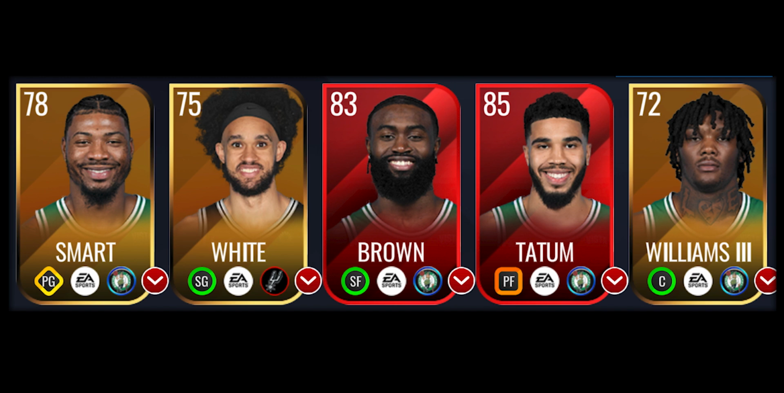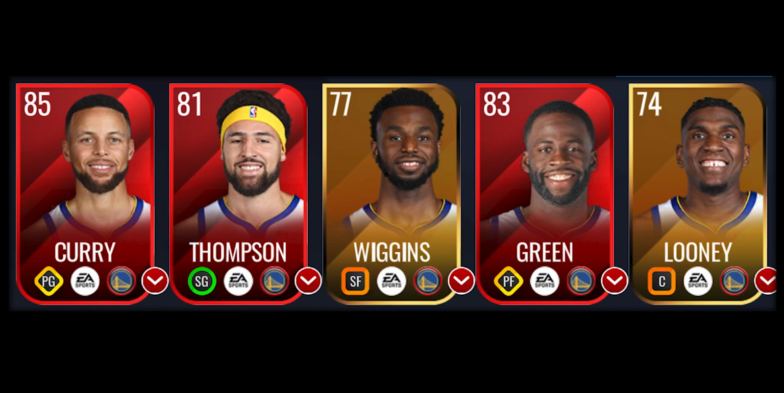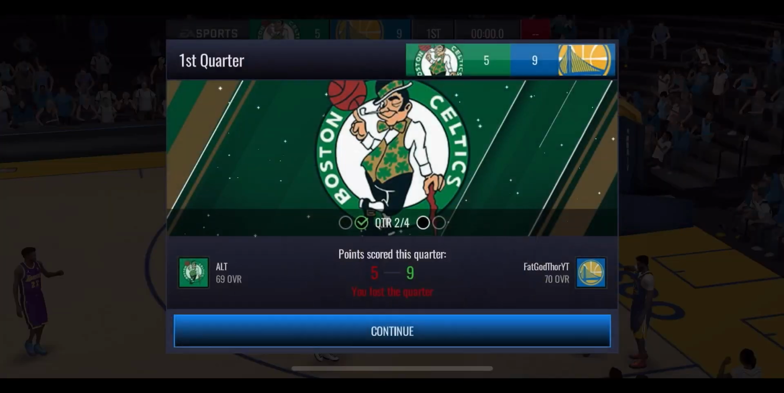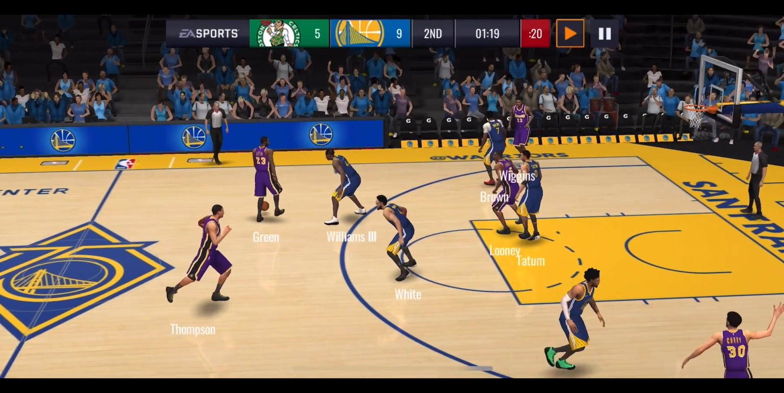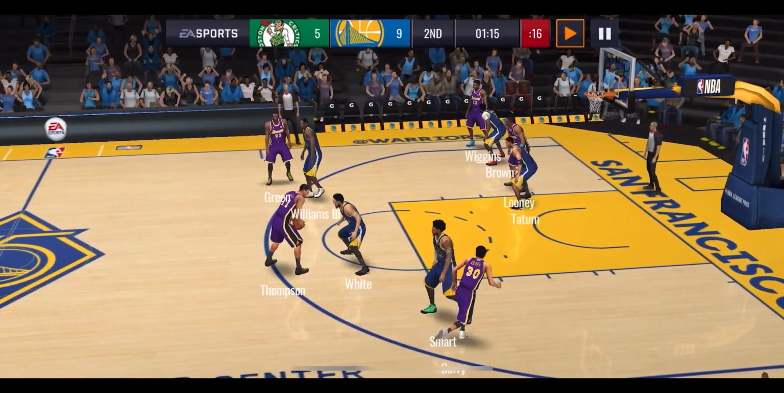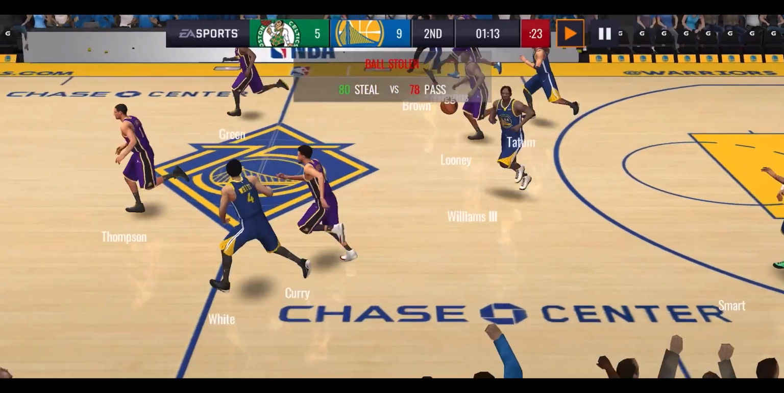But let's get on into the finals over here. We had the Boston Celtics up against the Golden State Warriors. Again, this was a tough matchup, but the Warriors in the first quarter were really, really good. They were up by 9 to 5 points, and then in the second quarter, we had a load more buckets being scored by Klay Thompson, Steph Curry, and Draymond Green. All of those guys making a lot of buckets.